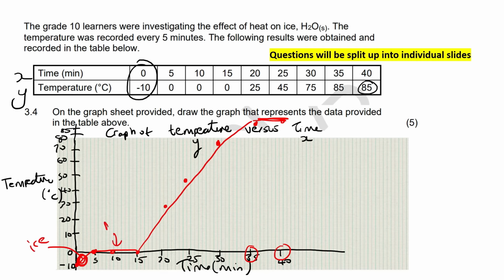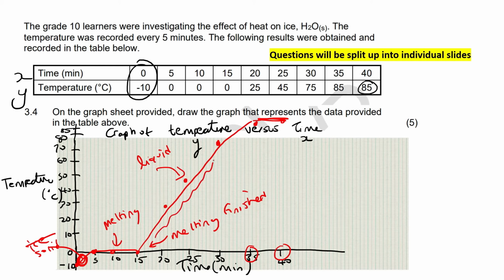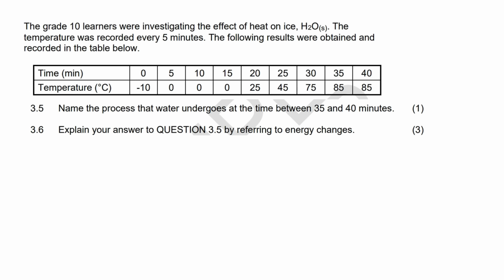But what we know is that over here, we were ice. Over here, we were melting. Over here, the melting has finished. So then that means over here, we are liquid. Sorry, instead of saying ice, we could say solid. So here we are liquid. Here we are busy going, we're in the liquid phase. Now what comes after the liquid phase? Well, now we are eventually going to start going from a liquid to a gas, which is boiling. That's a boiling phase. So it says, name the process that water undergoes at the time over there. So we can just say boiling.